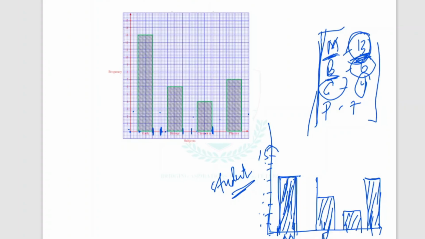So in this case, I would like to end it here. We still have more methods of representing data, whereby when we come back, we shall see how we can represent data using a line graph, and then also how we can represent data using what we call a pie chart.